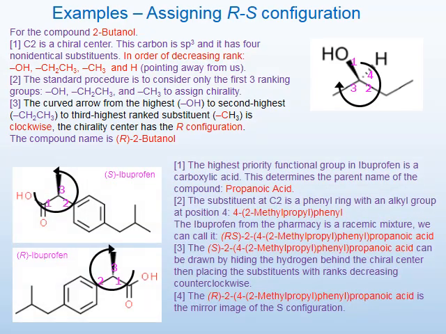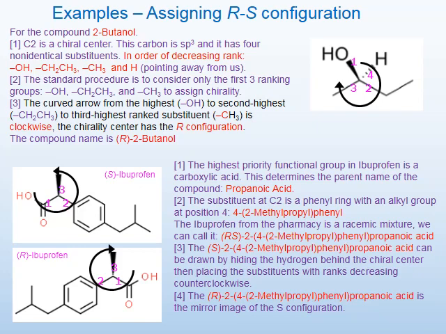Systematic IUPAC naming rules must still be followed. This is particularly important when the structures become more complex. For example, according to IUPAC ranking, the highest priority functional group in ibuprofen is a carboxylic acid. This determines the parent name of the compound, which is propanoic acid. The rest of the molecule must be named as a substituent.